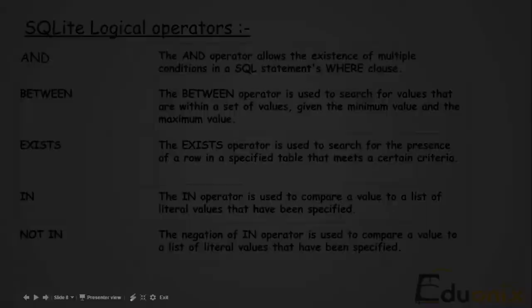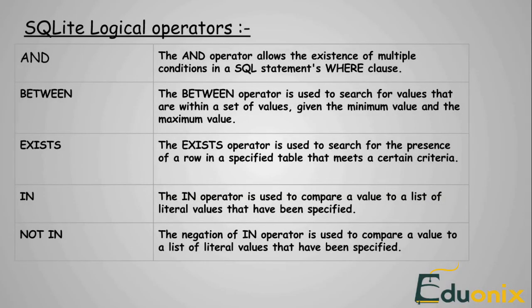So coming on to logical operators now. There is an AND operator that allows the existence of multiple conditions in a single SQLite WHERE clause. Then if we have to search in a range, we can use a BETWEEN operator. For example, where total between 13 and 15. So all the values that lie between 13 and 15 will be populated. We'll see the example in detail later on.